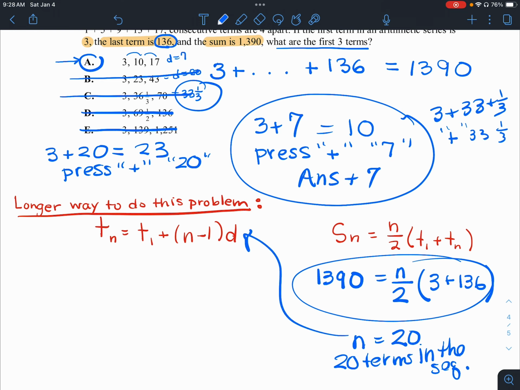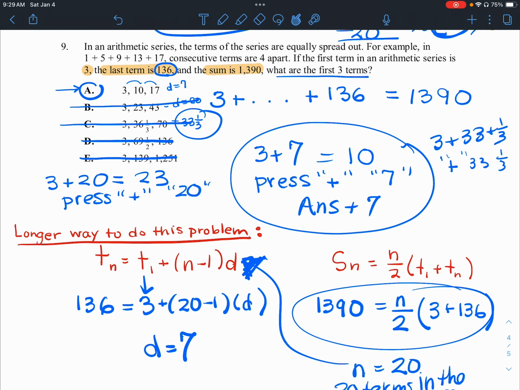Okay, now I can move back to this formula here, which is for arithmetic sequences, and knowing that there are 20 terms in this sequence, and I know that term number 1 is a 3, if I'm looking for what the common difference is, and again, I'm plugging 136 here because I know 136 is the 20th term in the sequence. So 20 goes in here, the value of the 20th term goes over here. If you were to work backwards and solve this equation for d, the common difference, you would get the common difference to be 7. The only option of the answers up here that has a common difference of 7 is letter A.